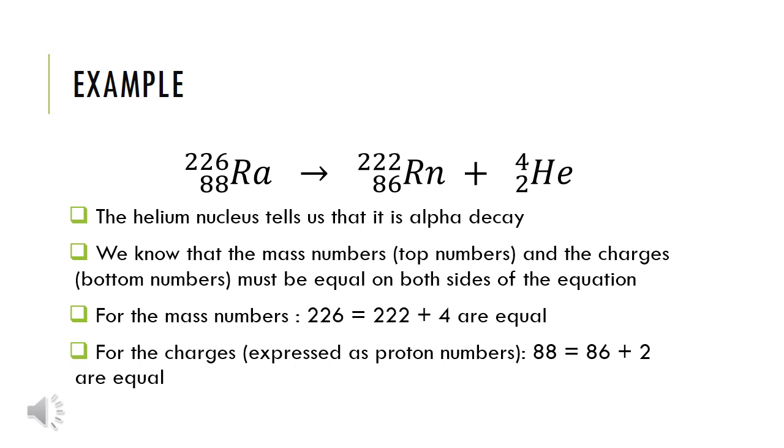And then for the charges, as expressed as proton numbers, or the atomic numbers on the bottom, we have 88 positive protons on the left, or the reactant side, and we have 86 for radon and 2 for helium. So 88 equals 86 plus 2. So this reaction, or this nuclear equation, is balanced.